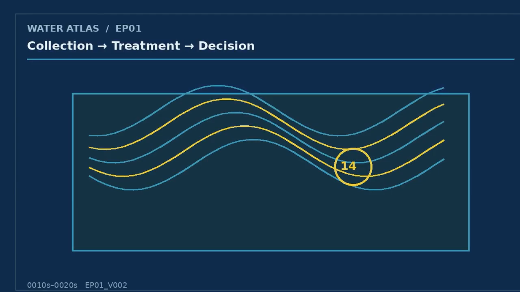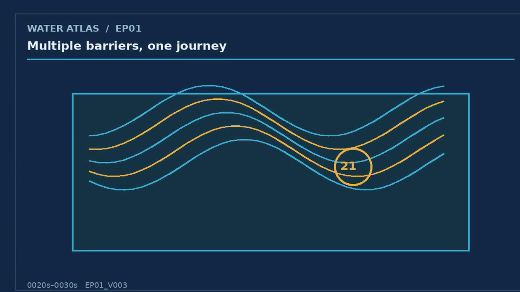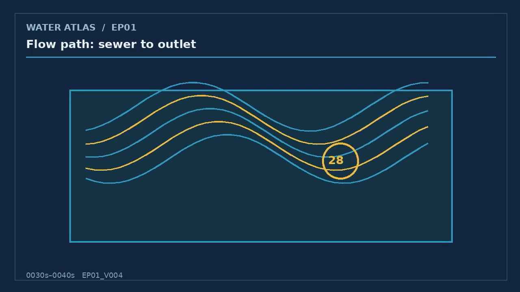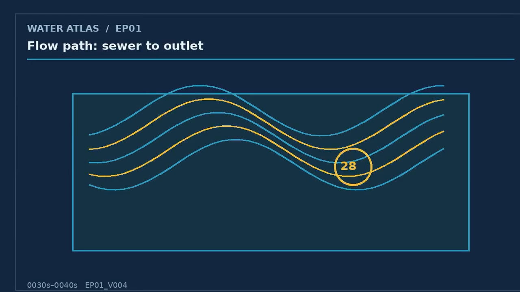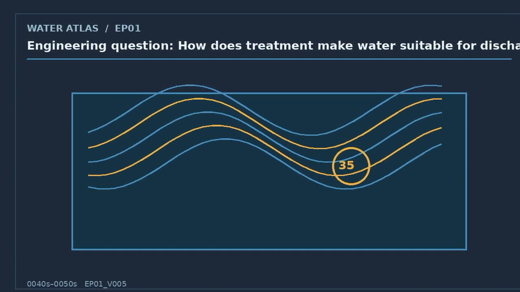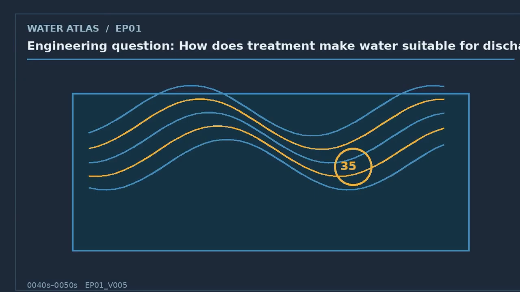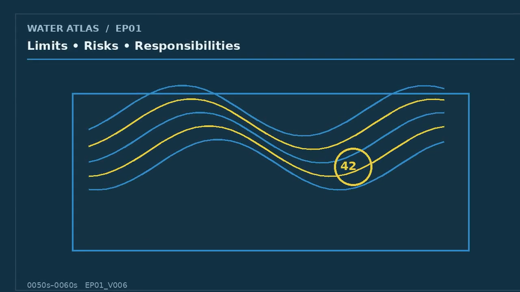Promise. Wastewater treatment is not one machine, and it is not a magic filter. It is a controlled journey through connected barriers: collection, screening, settling, biology, clarification, polishing, disinfection, residuals handling, monitoring, and finally a decision about discharge or reuse. In this episode, we follow one flow path from a community sewer to a treated water outlet and ask a practical engineering question. How does wastewater become suitable for defined next use without hiding the limits, risks, or operational responsibilities?